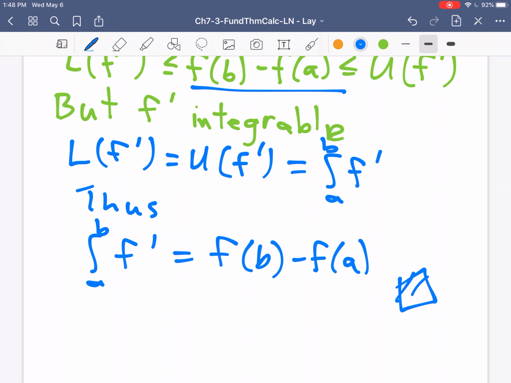Nice. So that is the fundamental theorem of calculus part 2 that we have used over and over in our early calculus days. But now we believe it to be true, and we can prove it to be true.